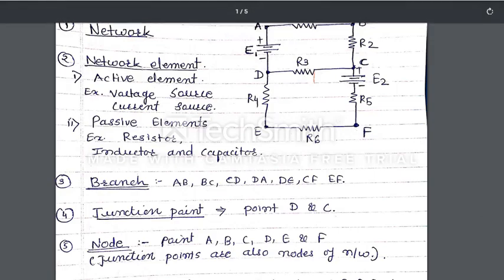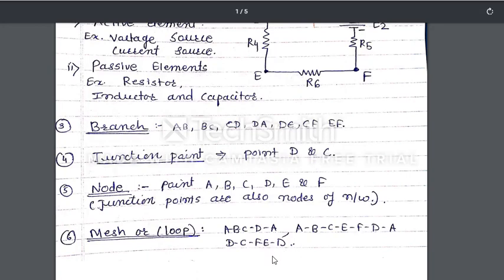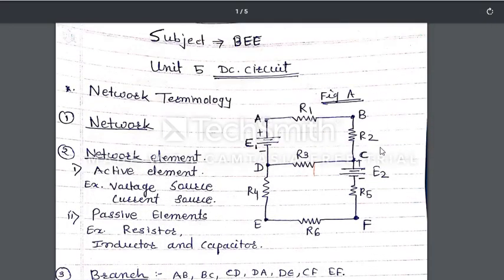Next is the mesh. Mesh or loop is a set of branches forming a closed path in a network such that if one branch is removed, then the remaining branches do not form a closed path. Here you can see branches AB, BC, CD and DA form a closed loop.